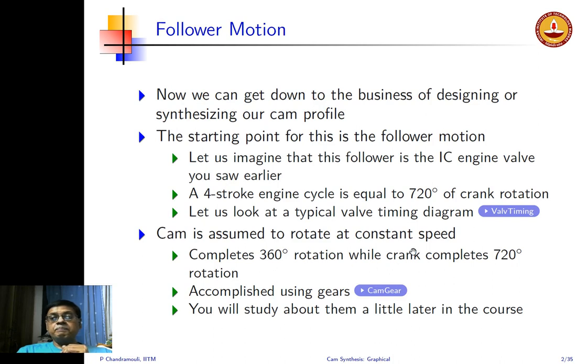And so when we design the cam, we assume that it is rotating at constant speed. This is how it is designed. And we assume that it completes 360 degrees of rotation while the crank rotates 720 degrees.